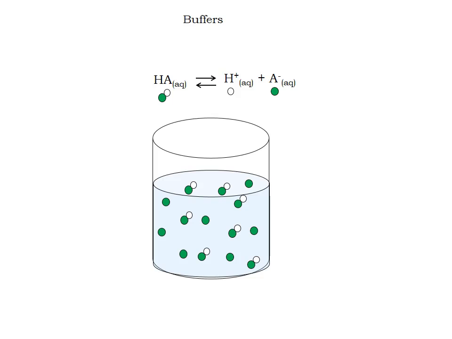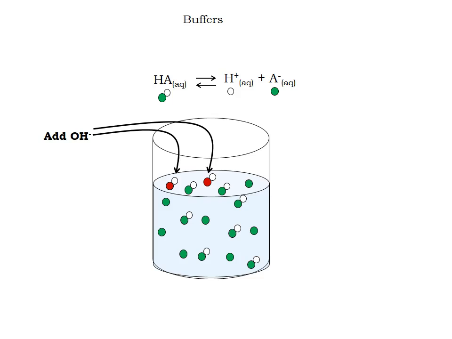Okay, so now let's look at our buffer, and let's pretend that all of a sudden we want to add strong base to it. So let's add some hydroxide to our beaker. Again, it's probably going to be sodium hydroxide or potassium hydroxide, but we're going to ignore the counter ion because it's not going to do anything. So let's add hydroxide, and let's put those in just like that.